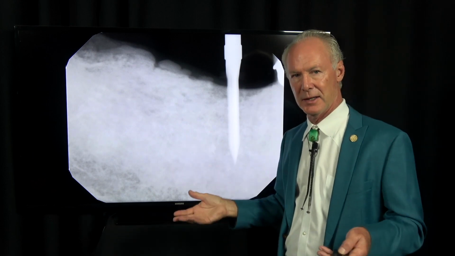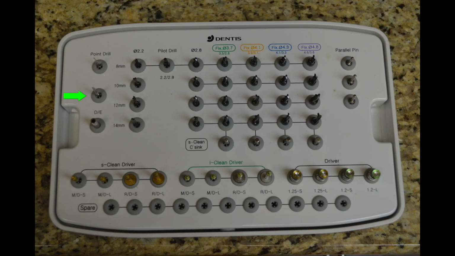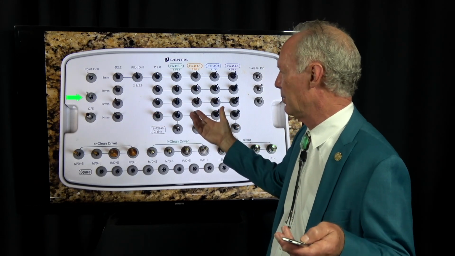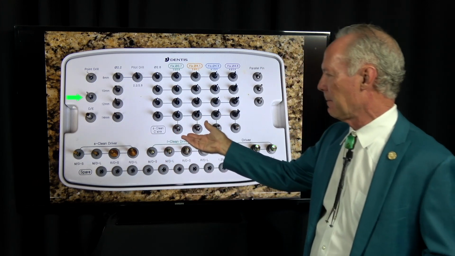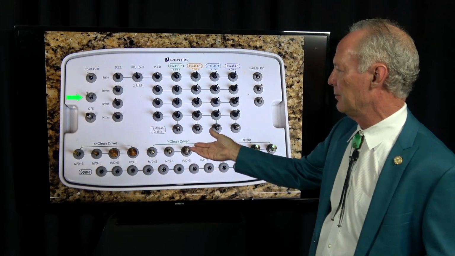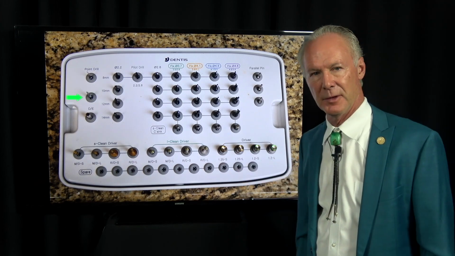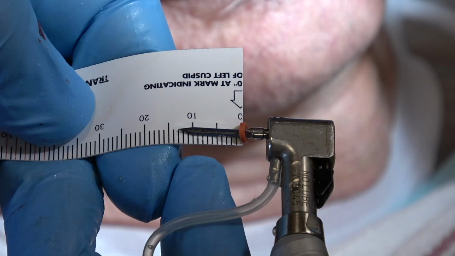This is real practice. So we decided to go with a 12 because that's plenty of bone. I know I'm safe. I'm probably going to be 4 millimeters from the inferior alveolar nerve. A 12 millimeter implant in the posterior is plenty of stability. Okay, so here we go.